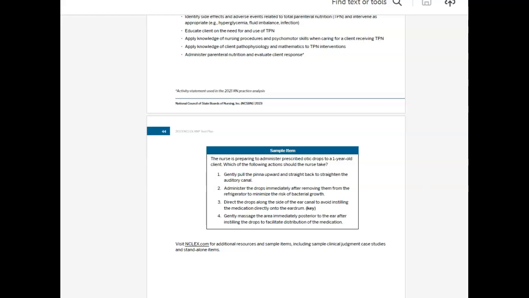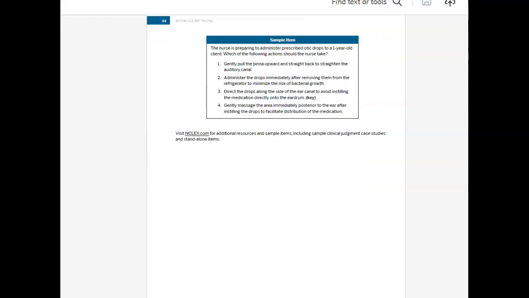So you'll point towards the side of the ear, of course on the inside of the side of the ear. And you pull the pinna actually downward and straight back to straighten the auditory canal. Immediately after removing them from the refrigerator, that wouldn't be good because they'd be really cold. You want to let them warm up a little bit before instilling them. And you don't need to massage the area immediately posterior to the ear after instilling the drops. You would actually do it in front of the ear.